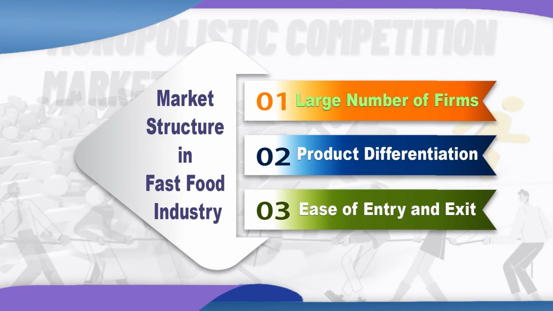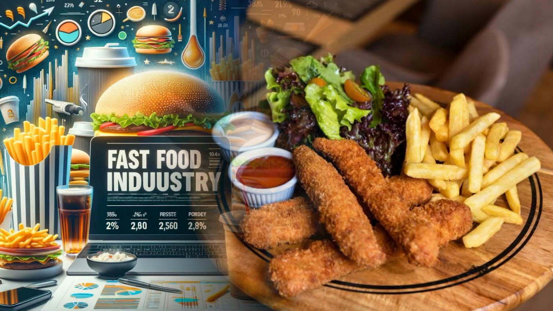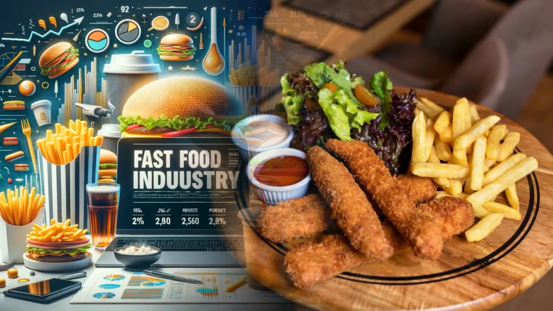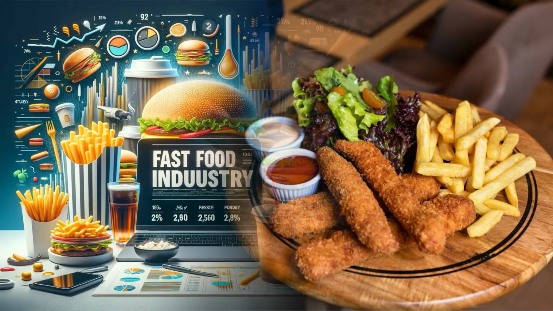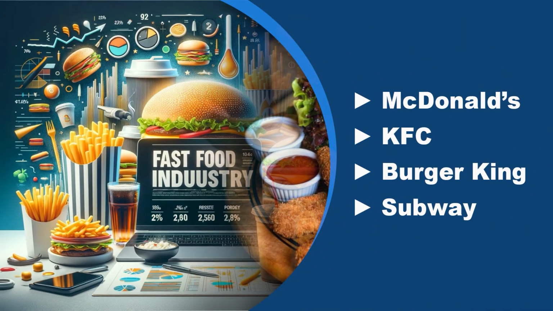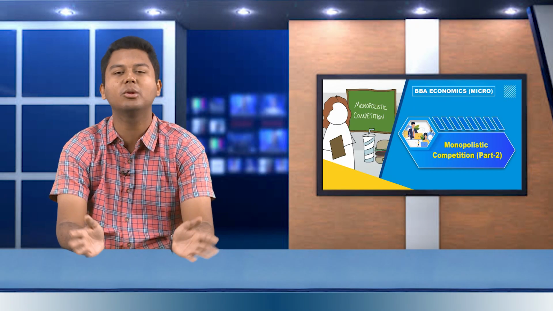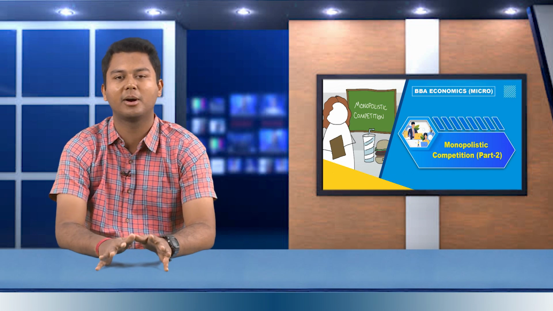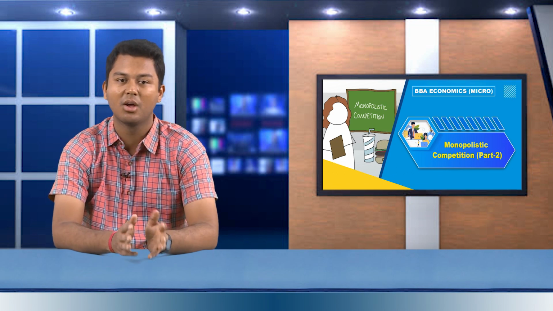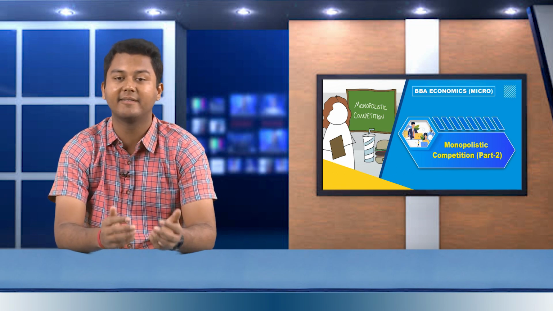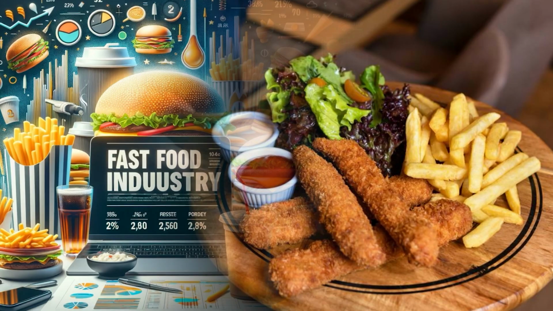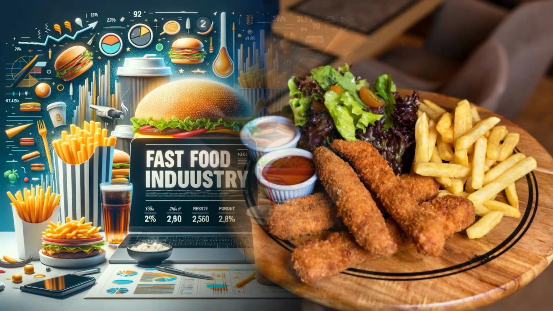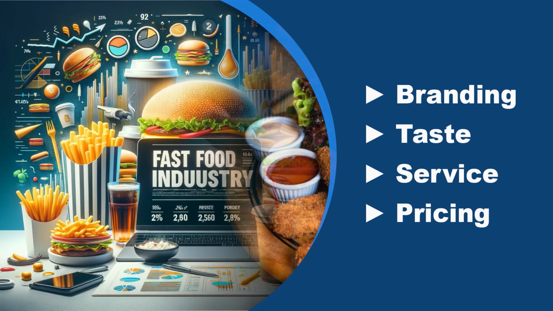Let us look at the market structure overall. So, first we have a large number of firms. The fast food industry is characterized by a large number of firms. As you already know, McDonald's, KFC, Burger King, Subway and so on, and many local restaurants. Each firm offers a variation of fast food products, and while they are substitutes, each firm differentiates its menu through branding, taste, service and pricing as well.